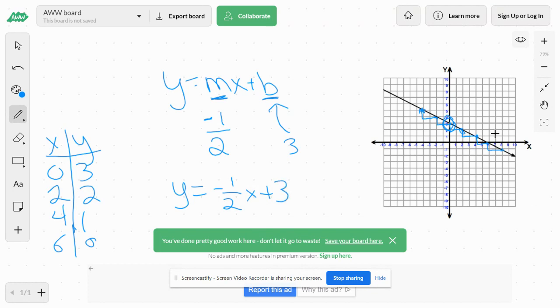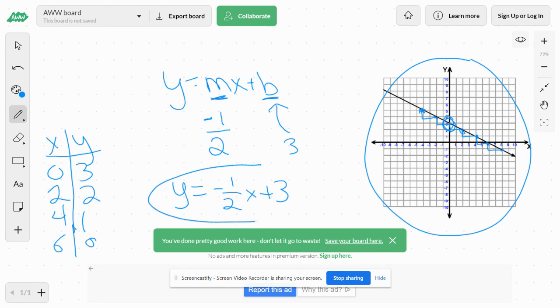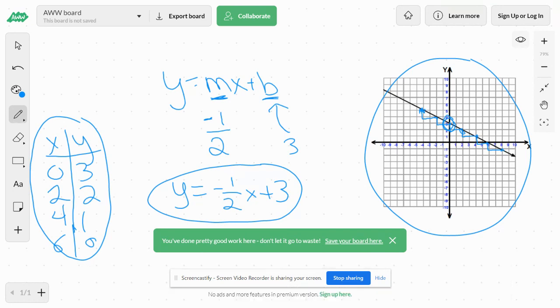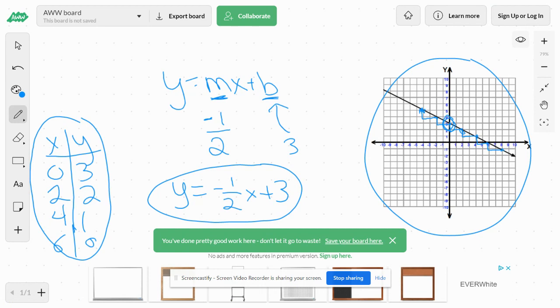So that's how I can go from a graph and change it into an equation, or I can take points from the graph and make a table. So all three of these represent the same linear relationship. It's just I can represent it in a table, a graph, or an equation. All right.